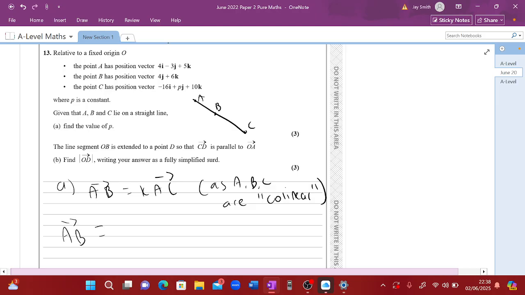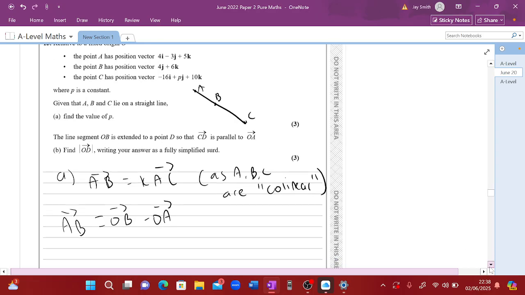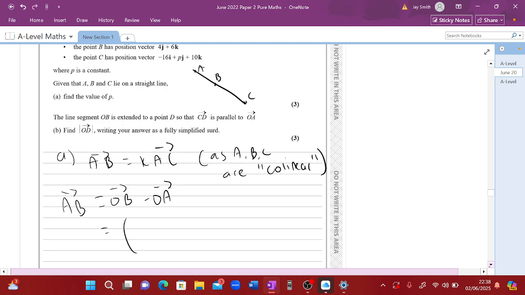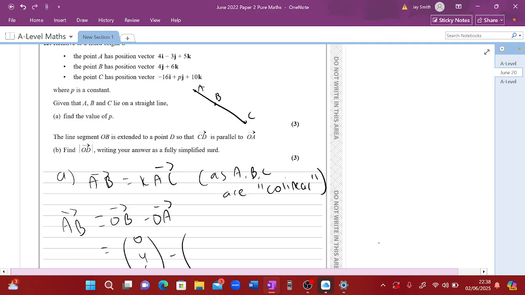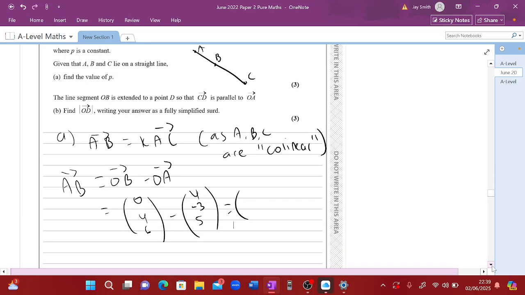So then I could just find the vectors, right? AB, you should know, is OB minus OA. We know the position vector of B, which is, well, there's no i component, so it's 0, 4, and 6, minus OA, which is 4, minus 3, and 5. Then we can work that out. So 0 minus 4 is just minus 4. 4 minus 3 is 7, and 6 minus 5 is 1.